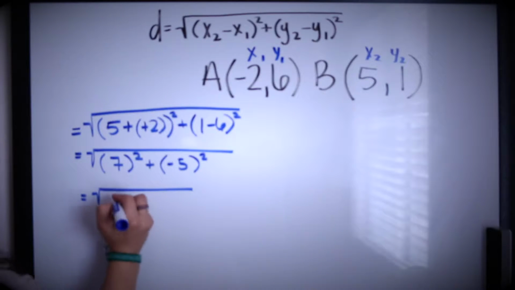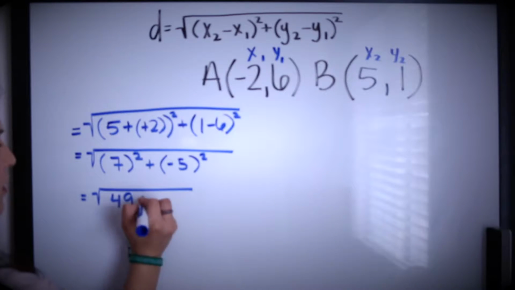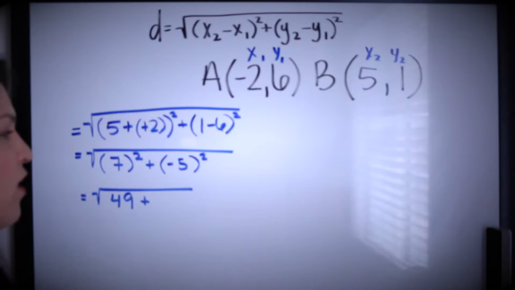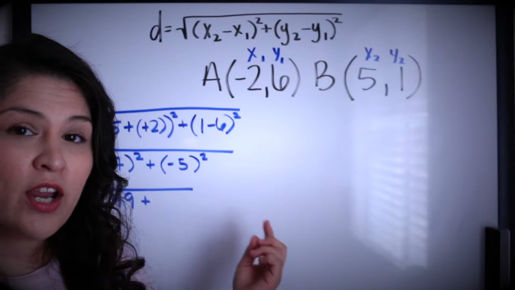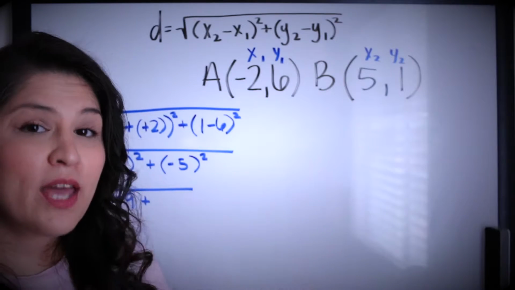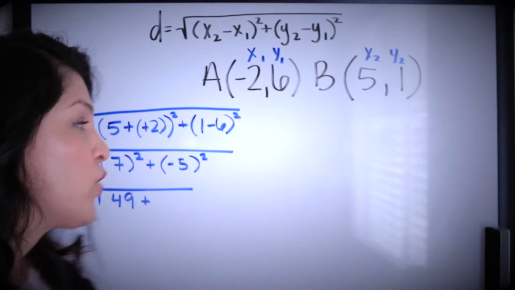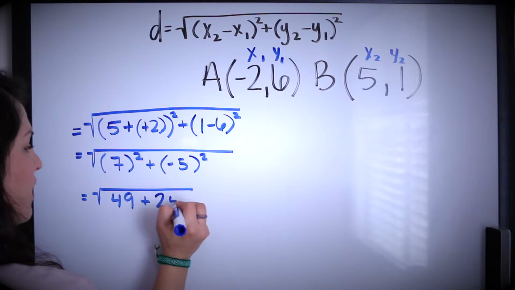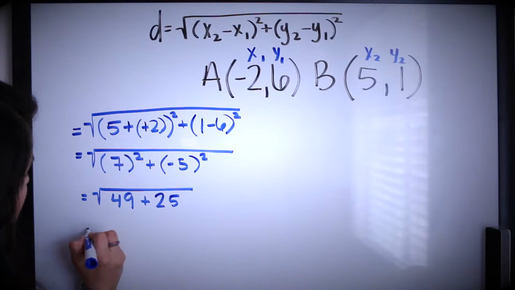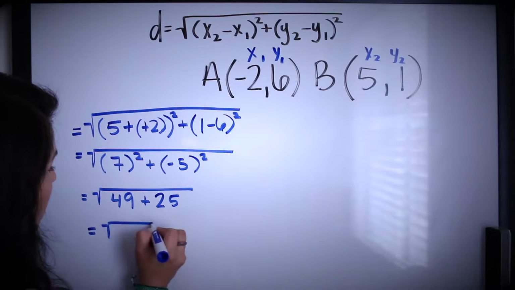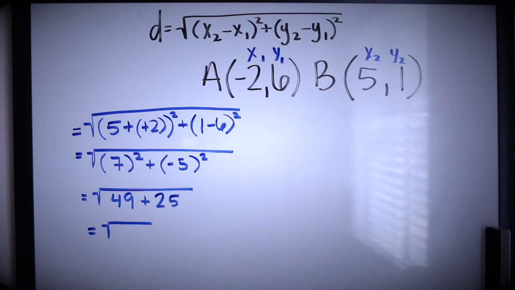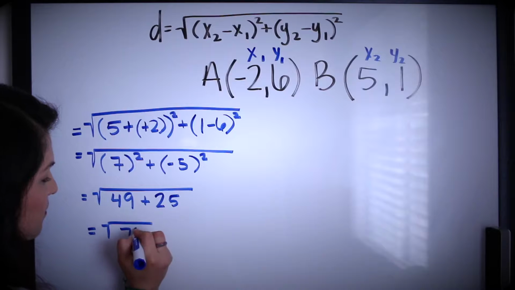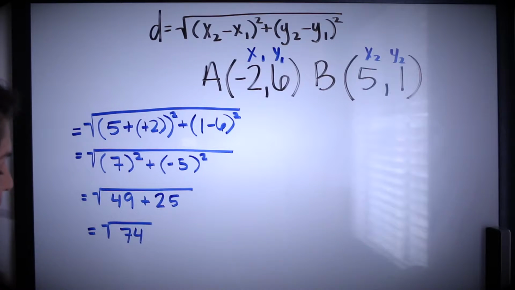7 squared gives us 49. And now, anytime that we square a negative number, we will get a positive number. So this negative 5 squared gives us 25. The last thing we do is we add this 49 plus 25, which gives us 74.